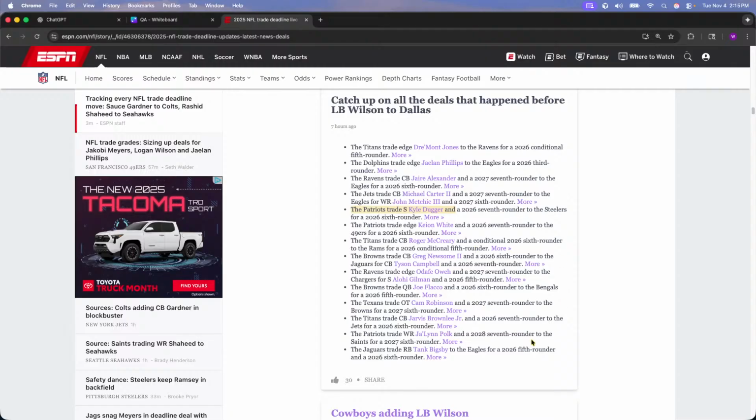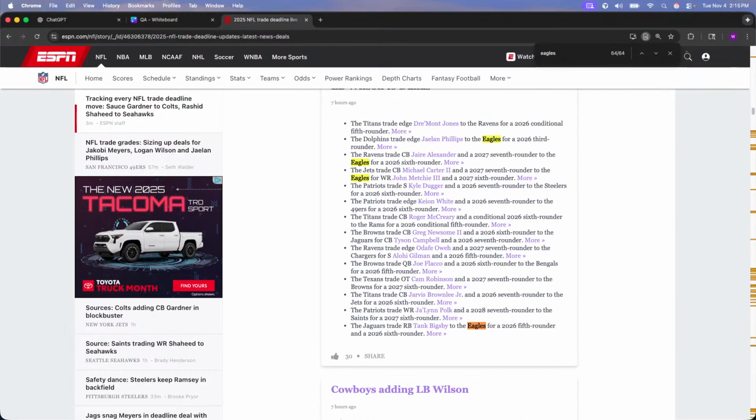Right? The Steelers are picking up another safety. You know who's really loading up are the Eagles. Look how many times you see the Eagles. And I know this is completely different. Eagles pick up Jalen Phillips. Eagles pick up Jaire Alexander. Eagles trade. Okay. Eagles pick up Tank Bigsby. Yeah, Eagles are busy right now, bro.